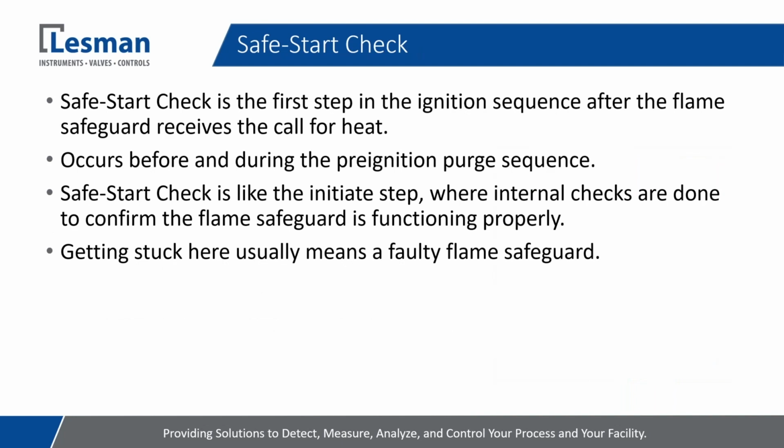Immediately after initiate and standby is the safe start check. So similar to the initiate, it just goes through and makes sure that everything's working properly. It is also occurring during the pre-ignition sequence, because we're also at this point making sure that there's not flame that's already present, right? We haven't started the burner up yet. If the flame safeguard detects flame, it'll cause a lockout. So during the safe start check, not only is the flame safeguard internally checking, making sure that everything's still working properly, but it's also making sure that flame is not currently present.